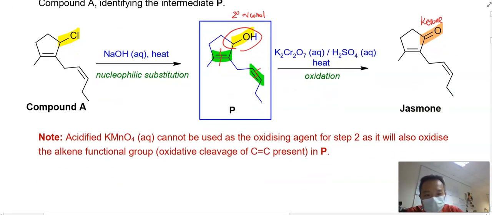So do take note, in this case we can only use potassium dichromate. Okay, moving on.